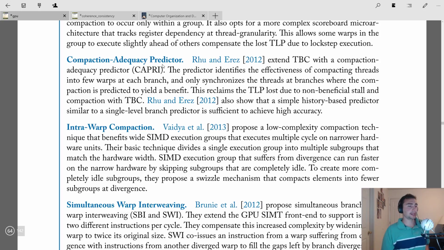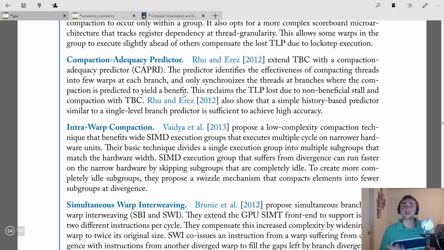So, as far as other papers that have been in this area, a little bit later in 2012 and 2013, we've got compaction adequacy predictor, right? So this extends thread block compaction with an adequacy predictor. So basically we want to know, what's a smarter way to tell if it's going to be effective to actually compact threads into fewer warps at each branch, and only synchronizes the threads at branches where the compaction is predicted to yield a benefit, right?